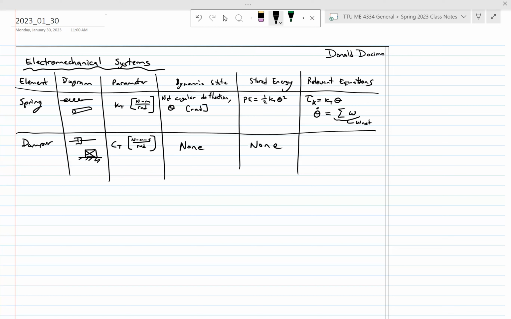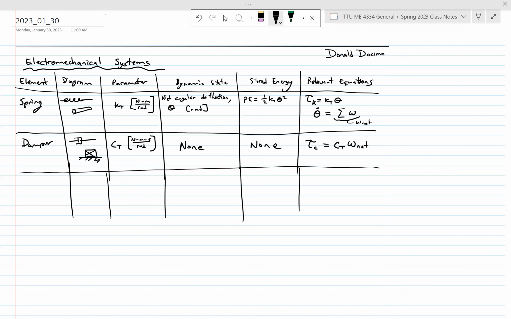And so our equation for dampers with translational systems was force is equal to that damping coefficient times velocity, right? So how about we do that in the rotational world? The torque from a damper is the damping coefficient times, we'll say the net angular velocities. Same parallels here, right? We're seeing a pattern between all our systems. Yes. Newton meters seconds over radians.